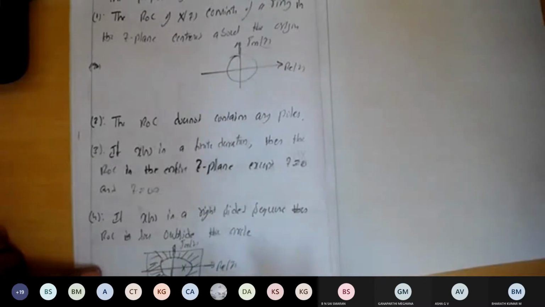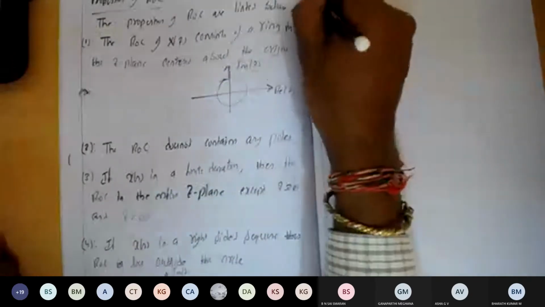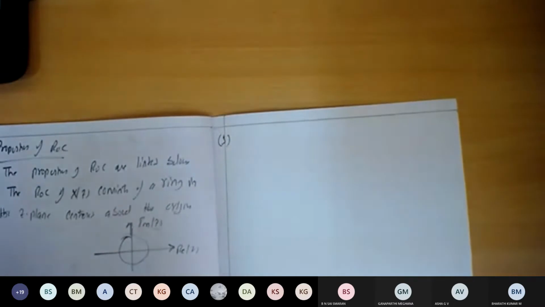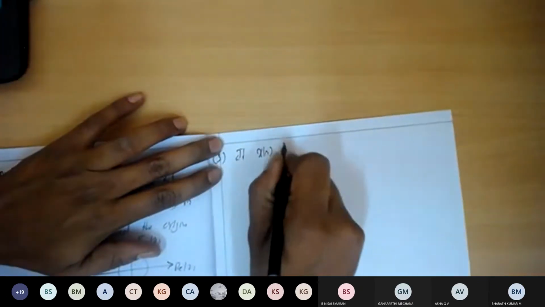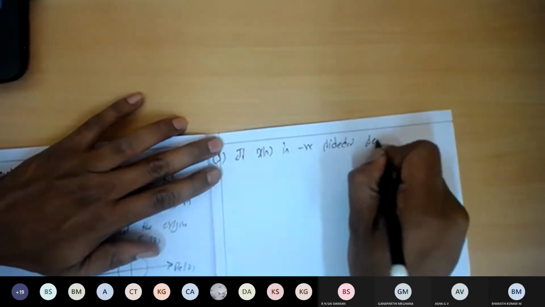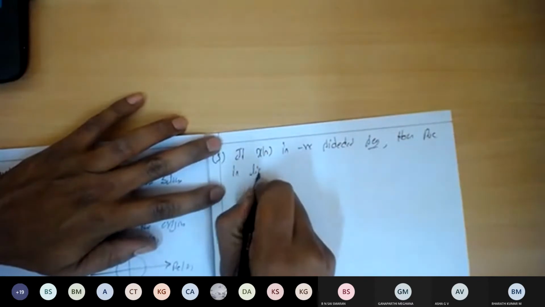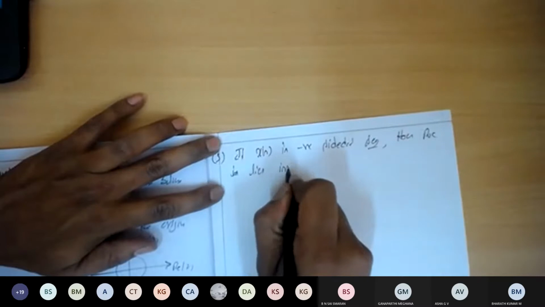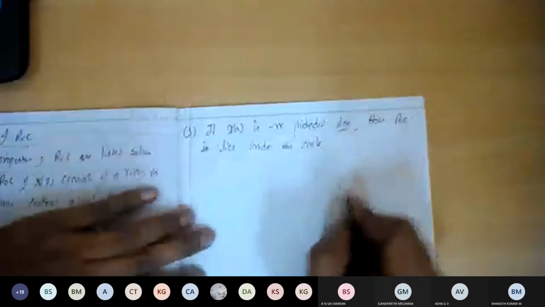Similarly, we'll consider the negative-sided sequence. So we'll consider the next property. If x of n is a negative-sided sequence, then the ROC lies inside the circle. We have seen the problems on this, inside the circle.